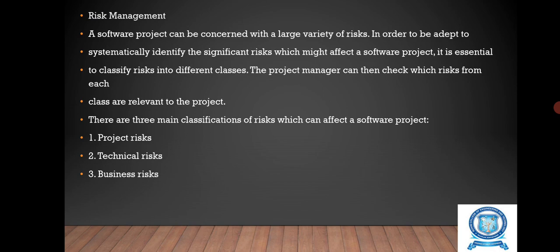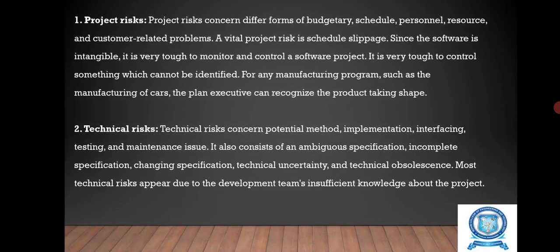Risk management. A software project can be concerned with a large variety of risks. In order to systematically identify the significant risks which might affect a software project, it is essential to classify the risks into different classes, and the project manager can then check which risks from each class are relevant to the project. There are three main classifications of risks which can affect a software project. They are project risk, technical risk, and business risk.